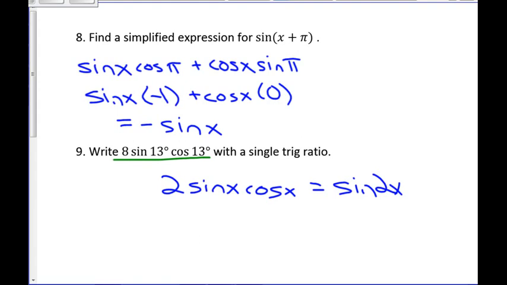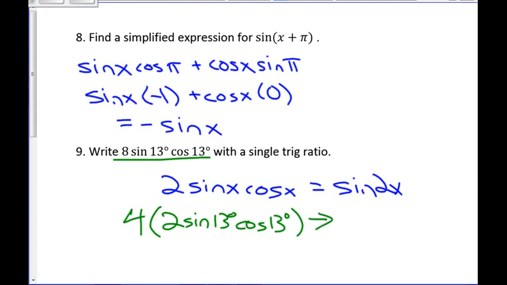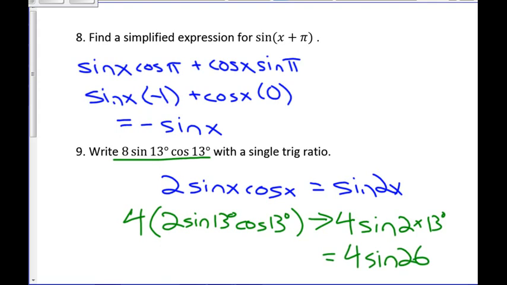I would really like to see a 2 sine 13 cos 13. Now this whole thing was 8 sine 13 cos 13. So really we've got 4 times 2 sine 13 cos 13. So what do we get? We get 4 times the sine of 2 by 13, or 4 sine 26.